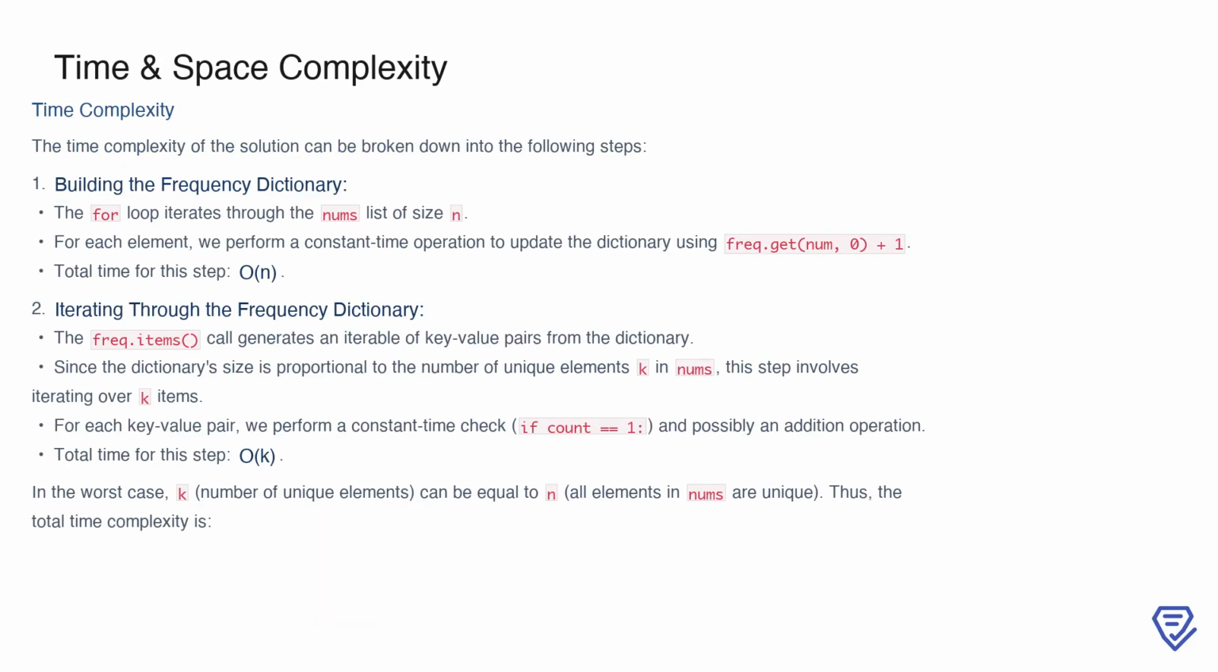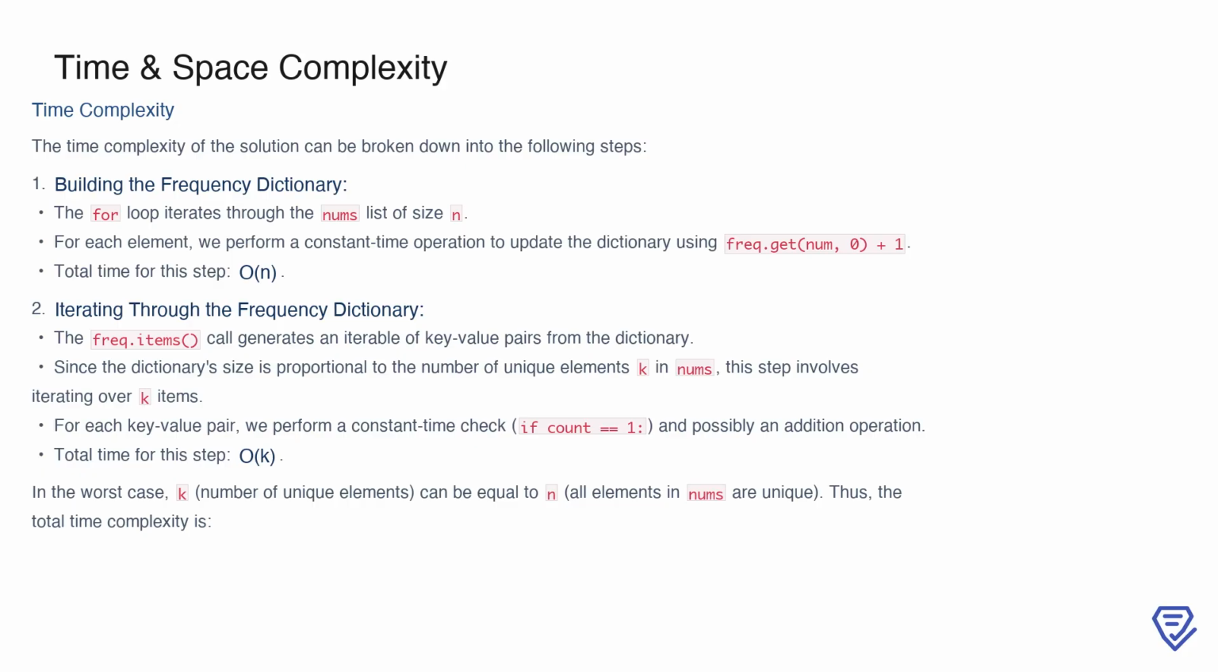In analyzing the time complexity of our solution, we begin by looking at the process of building the frequency dictionary. Here, we iterate through the nums list, which has a size of n. For each element, we perform a constant time operation to update our dictionary using the frequency.get(number, 0) + 1 method. This results in a total time complexity of O(n) for this step.